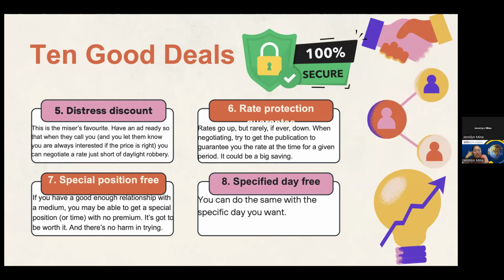There is also special position free. If you have a good relationship with a local newspaper, negotiate for a special position like the front page at no extra charge. While some positions may usually incur a premium, your existing rapport could allow you to secure this at the standard rate. There is also a specific day free. If you want your ad to run on a specific day like the weekend when foot traffic is highest, ask the publication to run it for free on that day. And this tactic works especially well if you have previously advertised with them.